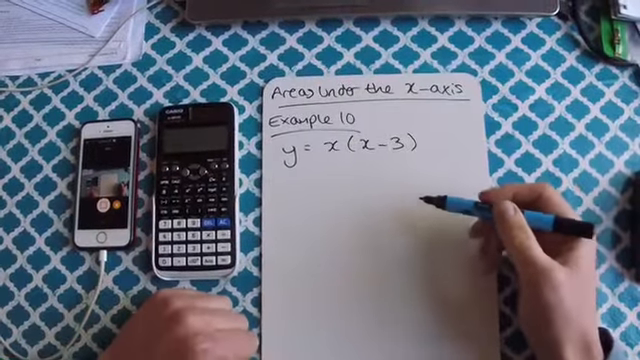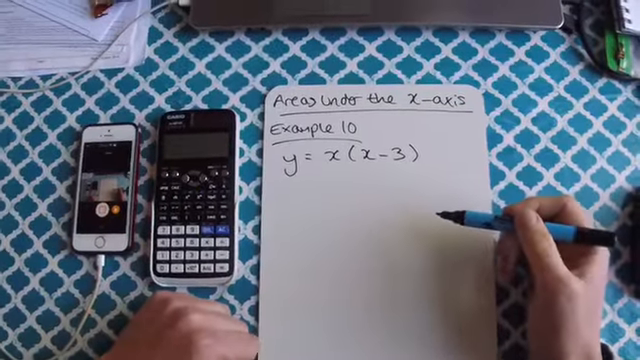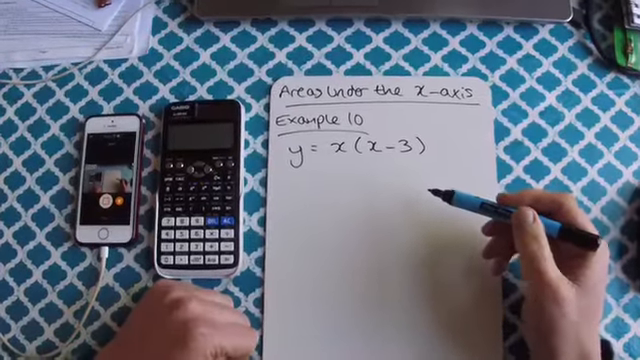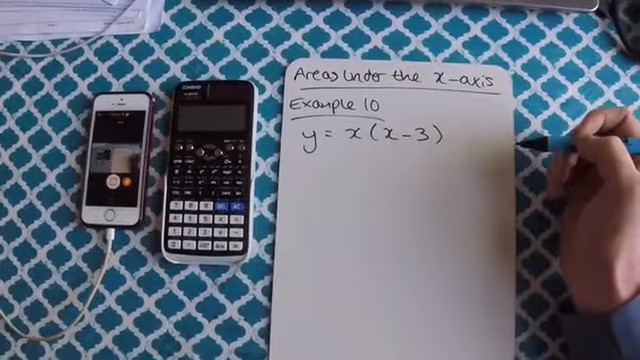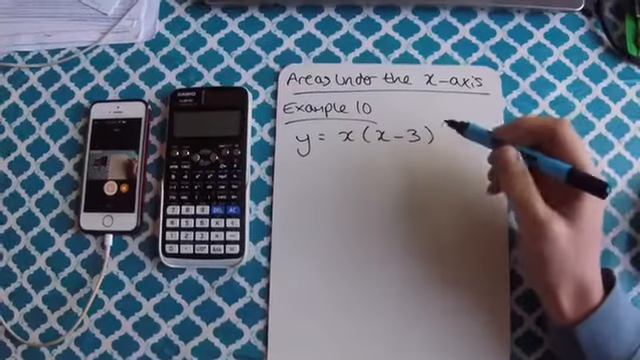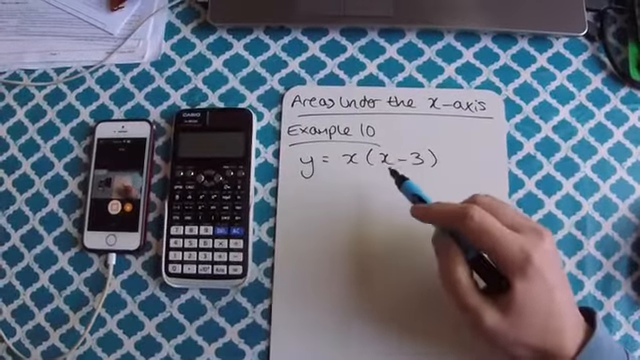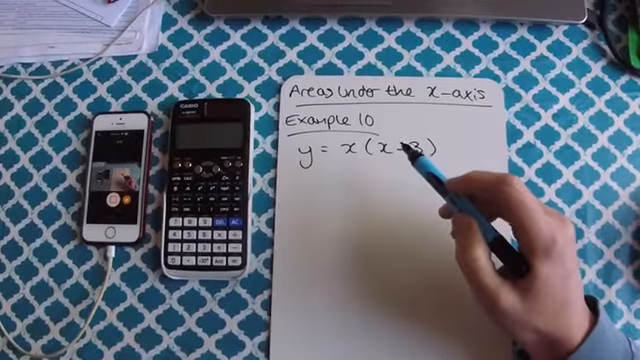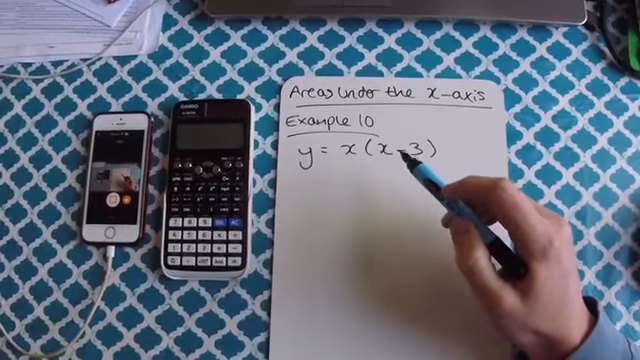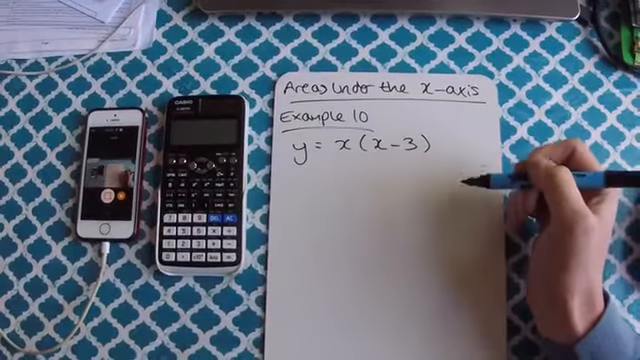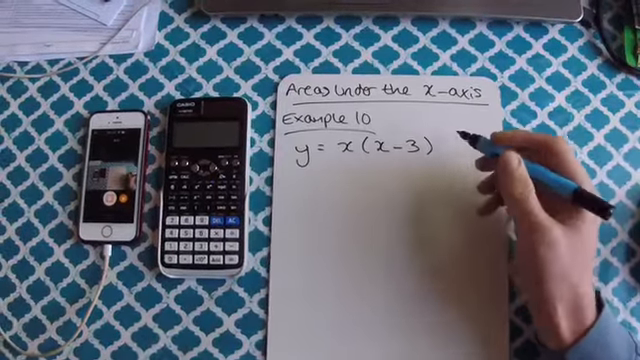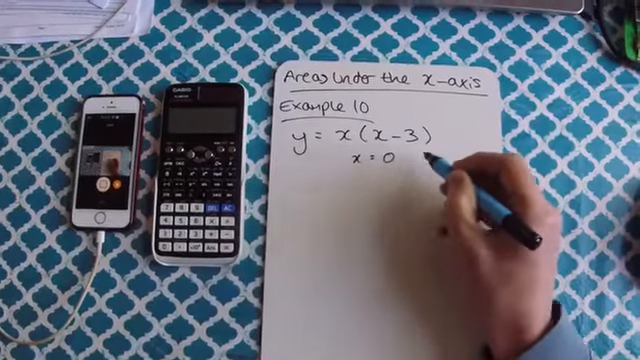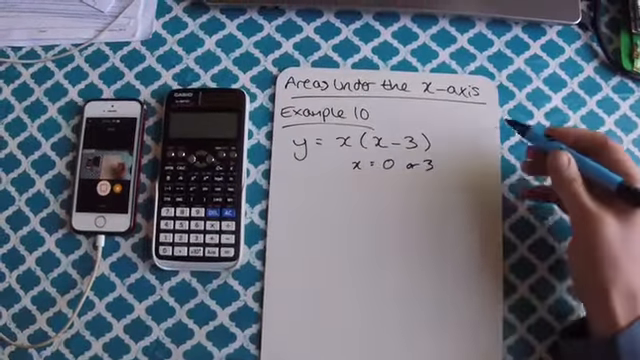So we're going to have a look at the next part of the chapter, which is looking at areas underneath the x-axis. And we're going to go straight on to example 10, because effectively this isn't really too difficult to get your head round. So we've got y equals x times (x minus 3), and we're asking for the area of the finite region bounded by the curve and the x-axis. So firstly, just an understanding, we've got roots here at x equals 0 or 3.